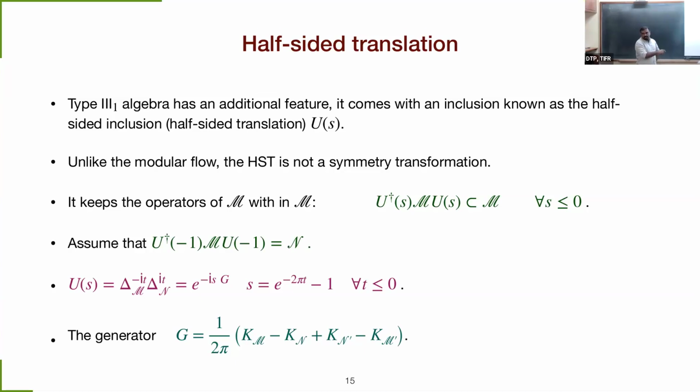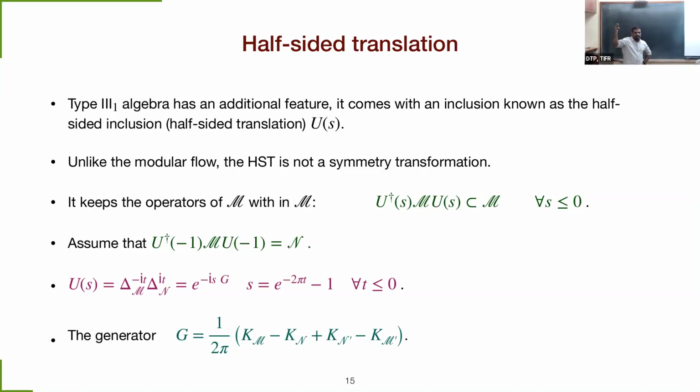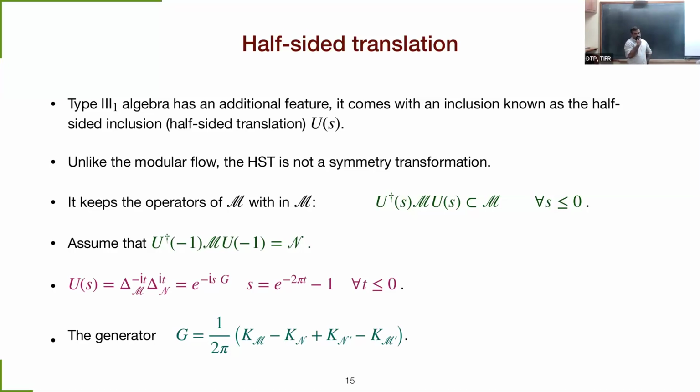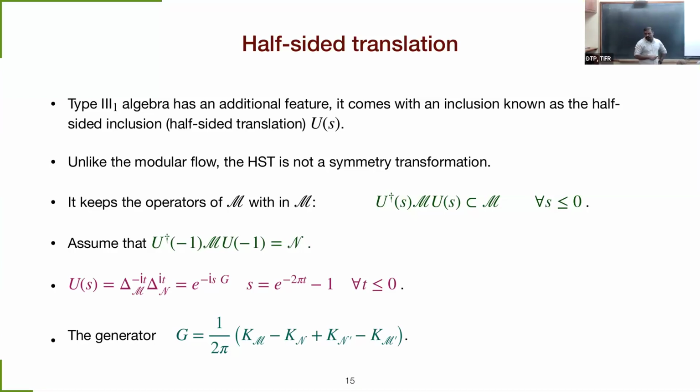So this is the guarantee that you have for a type III_1 algebra, provided you choose appropriate M and N. You cannot choose an arbitrary M. For every M, there will be a corresponding set of N's that are available. You cannot take any random subalgebra. It has to satisfy certain criteria. Once it is satisfied, then using these two subalgebras, you can form an additional operation called half-sided translation. What is N prime? N prime is the commutant of N, M prime is the commutant of M. That actually comes from the definition of the modular operator.